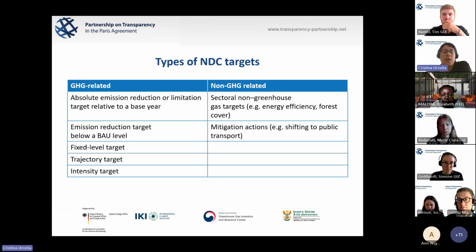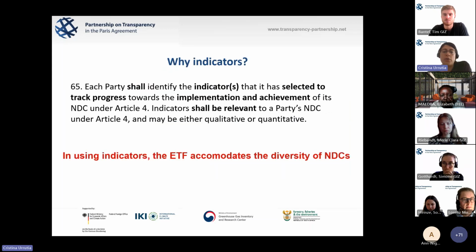And another type of target could be related to a specific mitigation action. So it would not be expressed in terms of greenhouse gas emissions, but for example, an action of shifting transport from individual-based transport to more public transport. The Enhanced Transparency Framework, as was said, establishes the obligation to track progress on implementation and achievement of NDCs. And the modalities, procedures, and guidelines which operationalize this Enhanced Transparency Framework, instead of prescribing in detail what that information for tracking progress is, took the approach of referring to indicators.